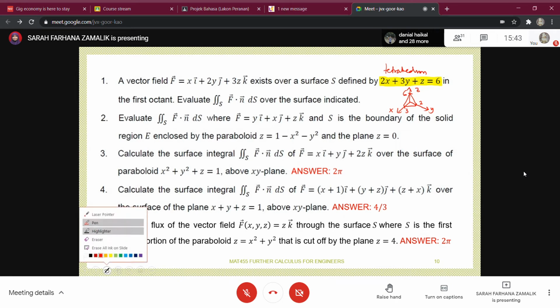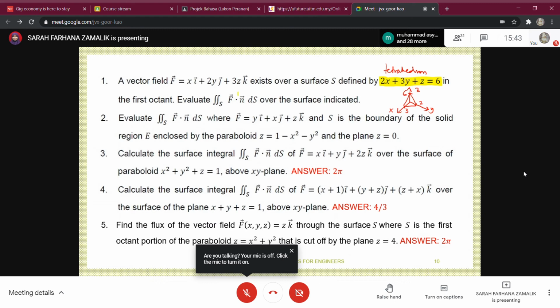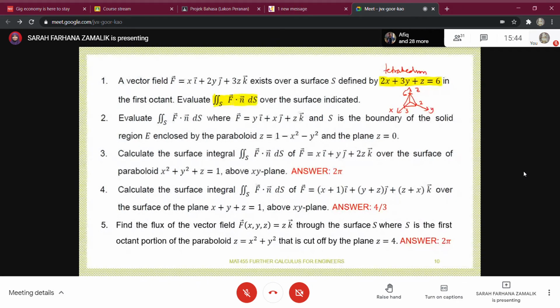So to evaluate, please remember the form of your surface integral, okay? Because it doesn't tell you anything. Just like the other day when we did line integrals, you should know the form of your line integral: a single integral of vector field F dot dr. For a surface integral, you must remember this form: a double integral of vector field F dot product with unit normal n dS. So you know this is a surface integral. Evaluate the surface integral over the surface indicated.